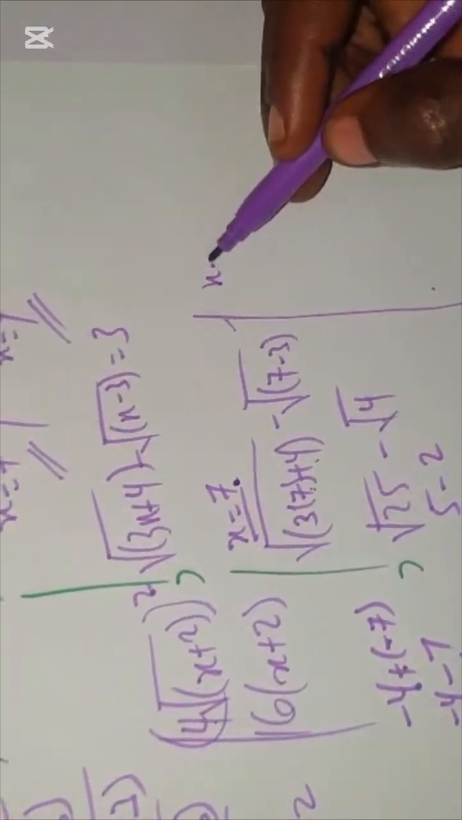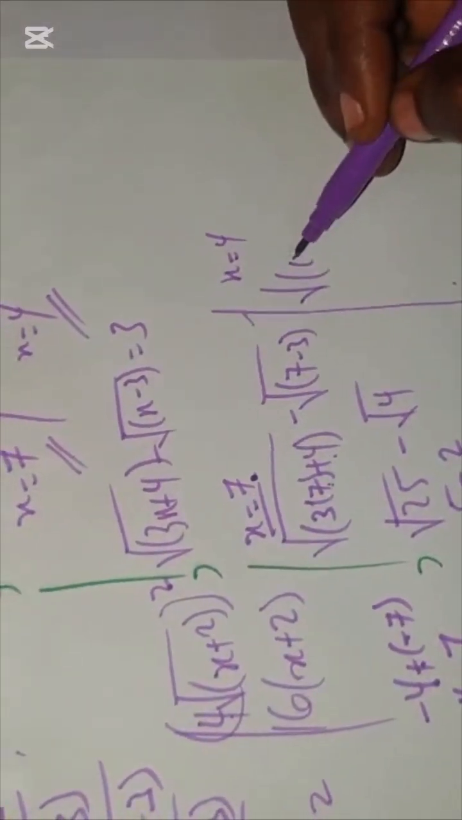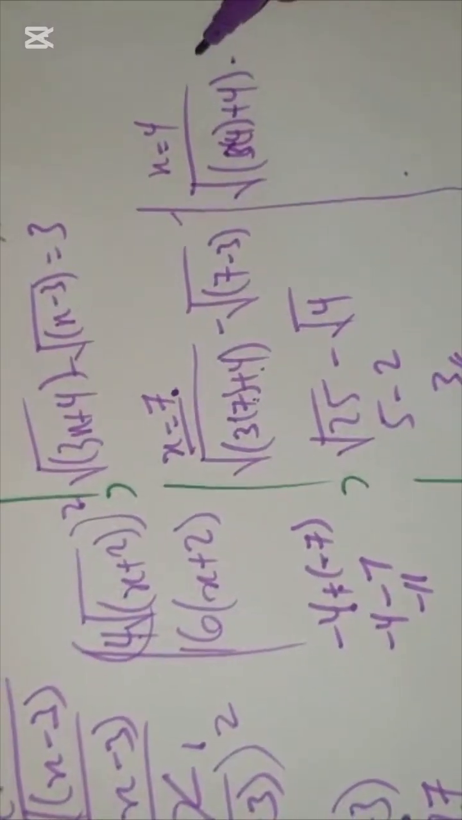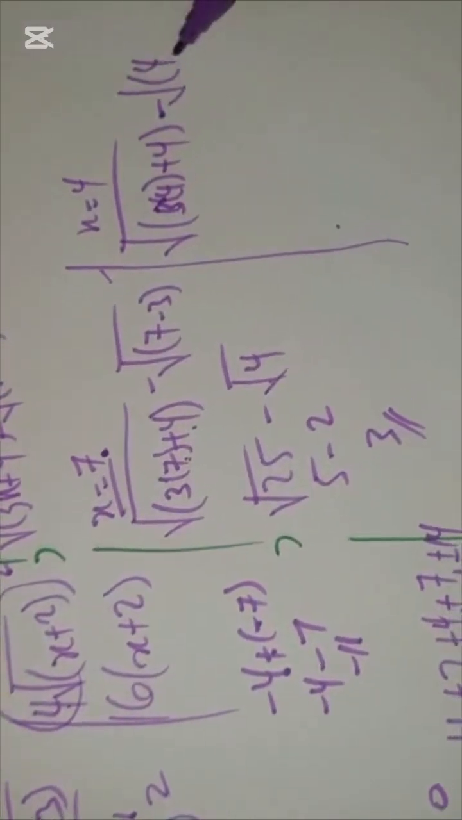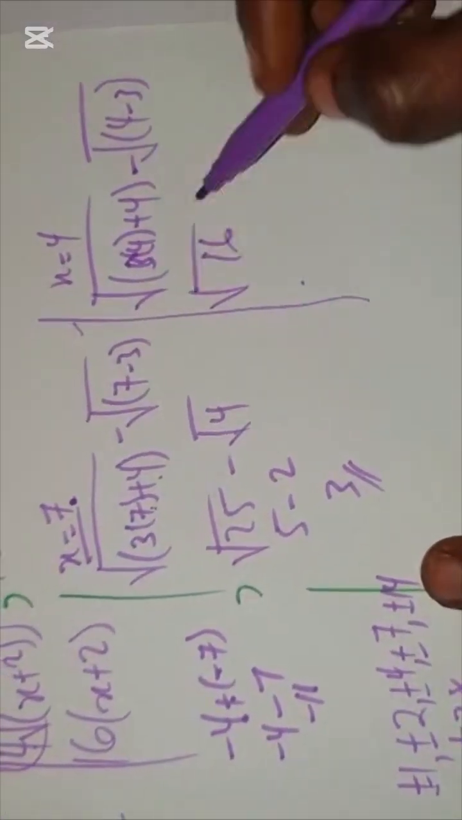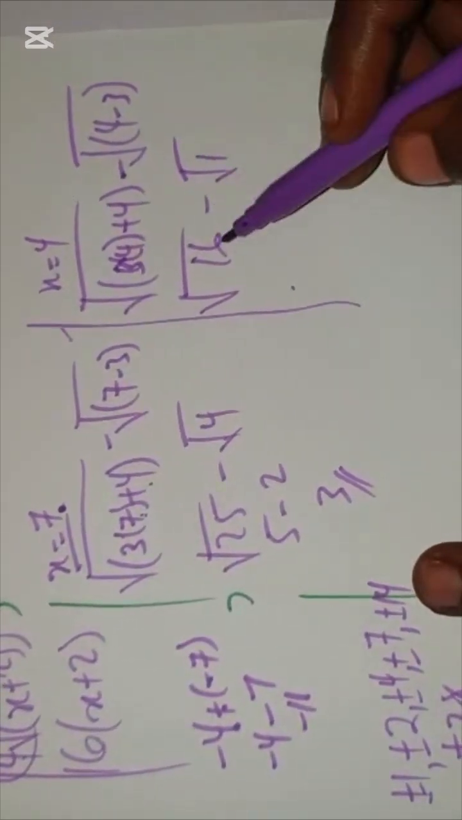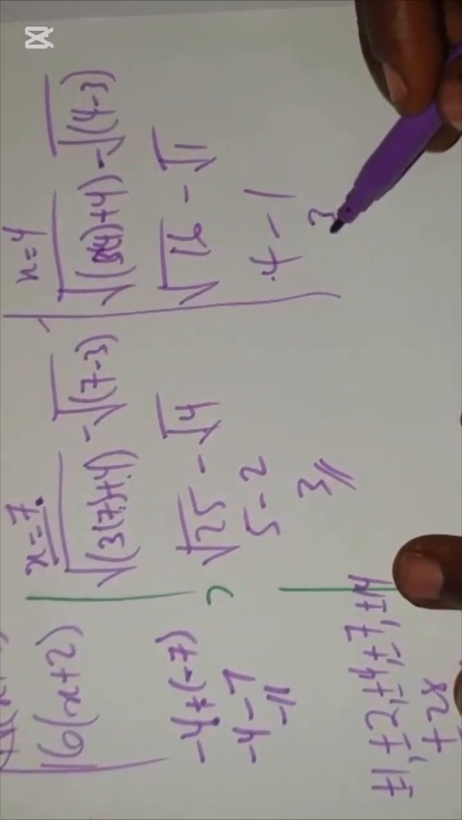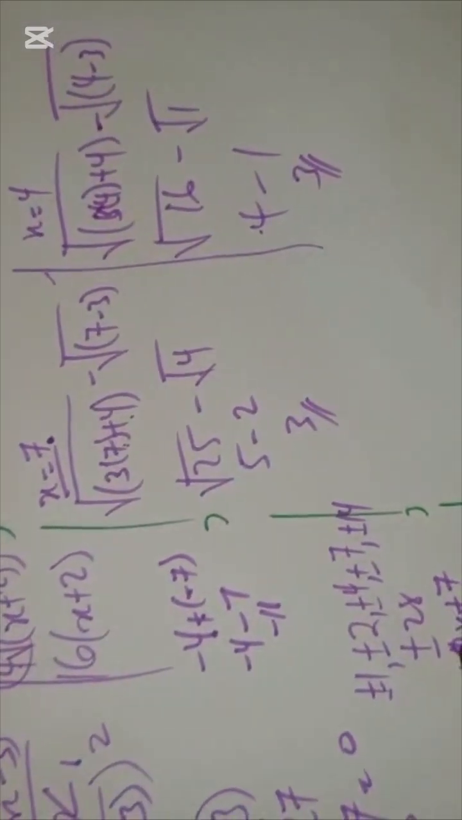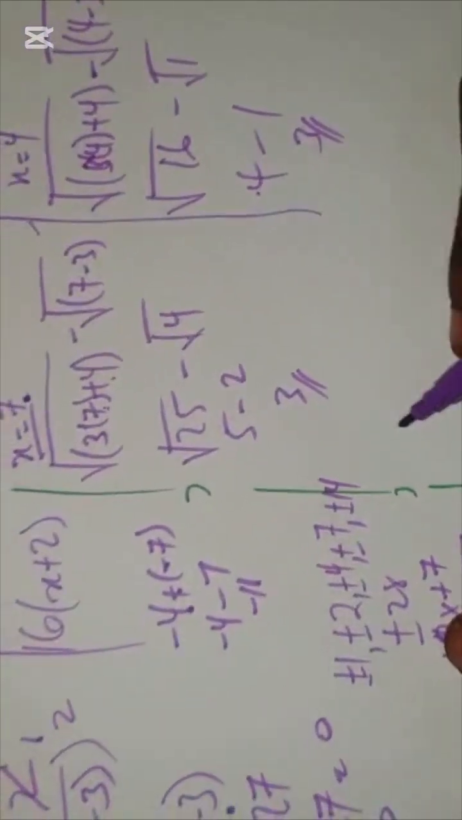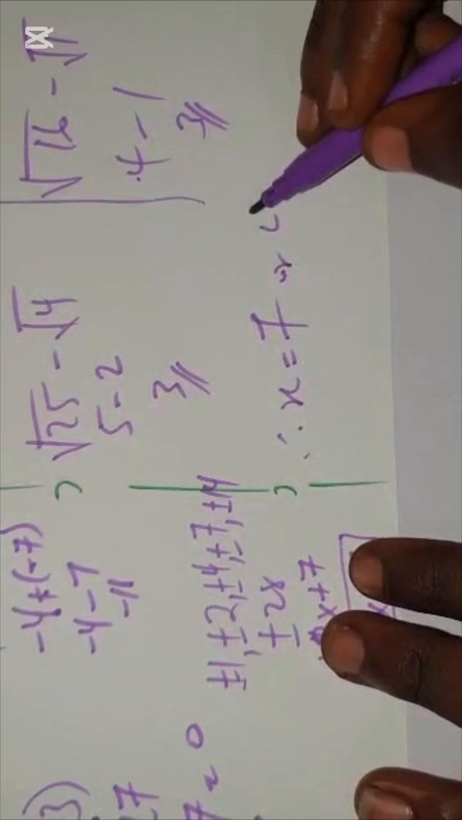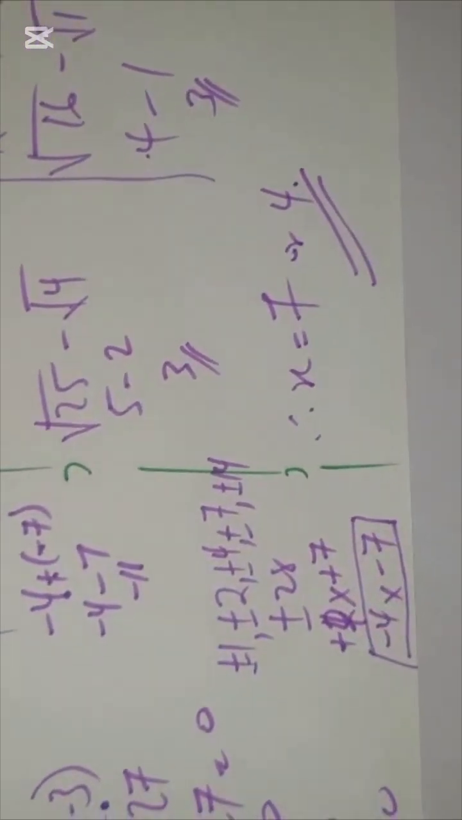Now let's pick 4. Root of 3 multiplying 4 plus 4 minus root of 4 minus 3. 3 times 4 is 12. 12 plus 4 is 16. 4 minus 3 is 1. Root of 16 gives 4. Root of 1 gives 1. We also get 3. So in this question, both roots satisfy the equation. Therefore, x is equal to 7 or 4. So this is our final answer.